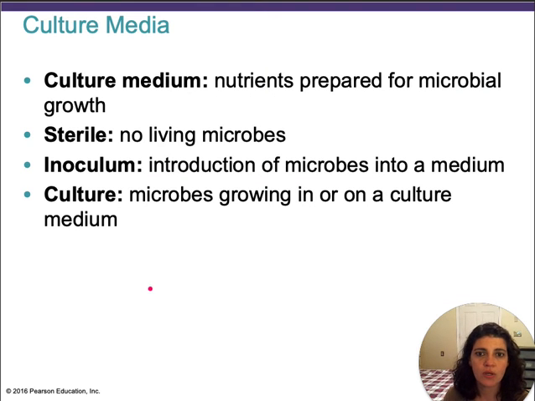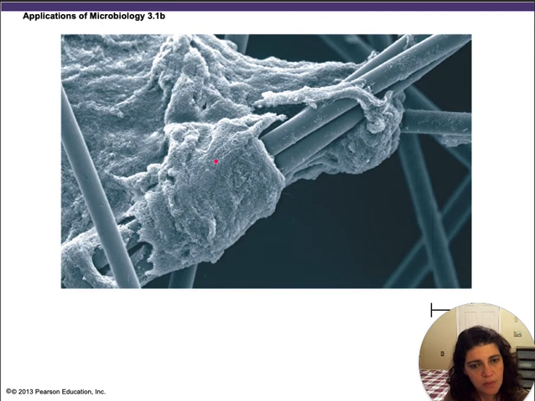Now let's talk about culture. Oh, there is a picture here. That's the biofilm forming on top of some type of fiber. Not sure what that is.